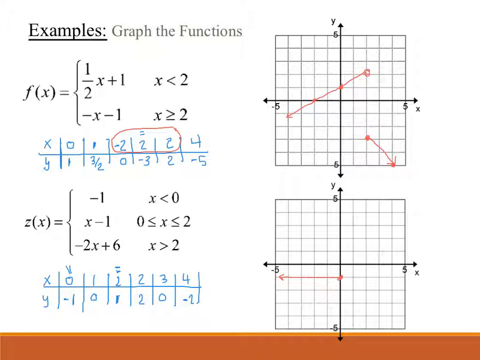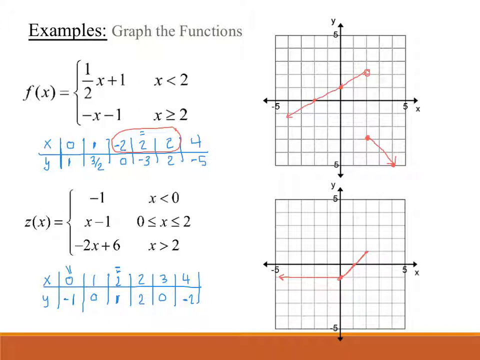Now we go to the interval between 0 and 2, and we're on this line. So now we know when x is 1, we're at 0. When x is at 2, we're at 1. And those are all connected lines. So it goes all the way up to here.